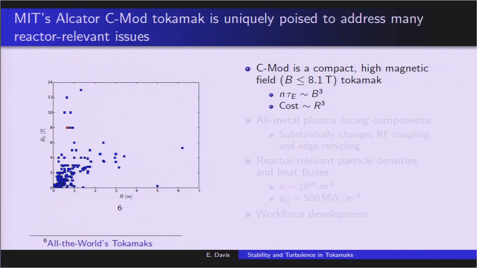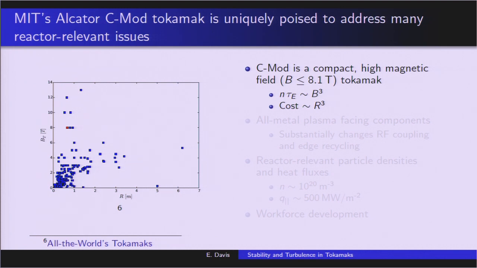On the x-axis is the major radius, or size of the device, and on the y-axis is the toroidal magnetic field. And C-Mod sits right here at this red dot. So you can see it's on the smaller side, with also a very high magnetic field. This is important because the confinement, this n tau e, which is two components of that triple product that you need to exceed some minimum criterion of to make energy, scales with B cubed.